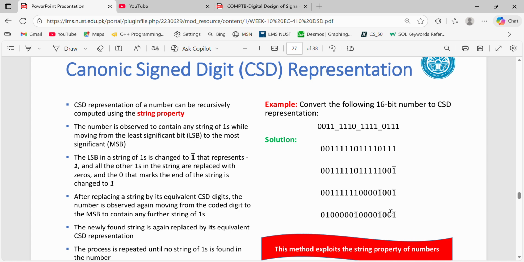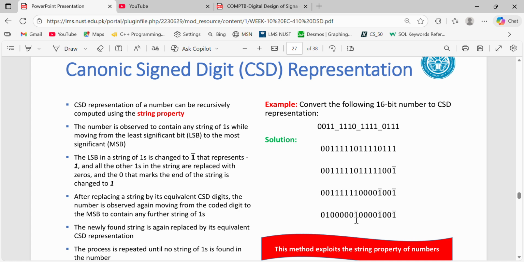Next step. We will look for a consecutive pattern of ones. Here the string of consecutive ones is starting from here. With the string starting, we'll put a minus one, then zeros for the consecutive ones till here. The string breaks here, so we'll put a one, and then there's no consecutive one, so the zeros will be replicated the same as above. So for this number, the canonic signed digit representation is this.